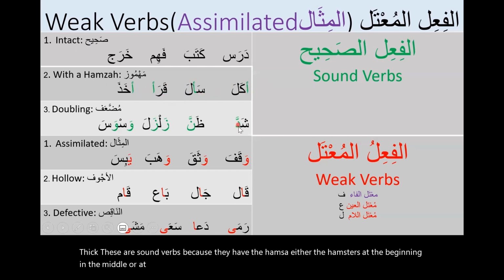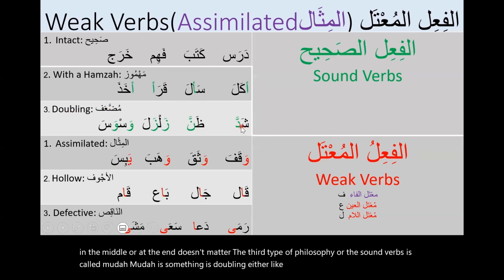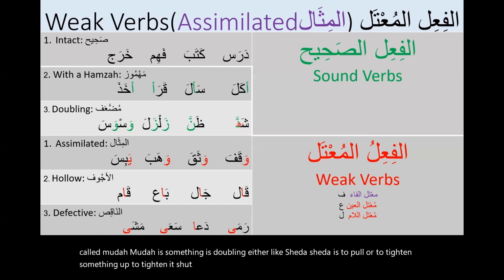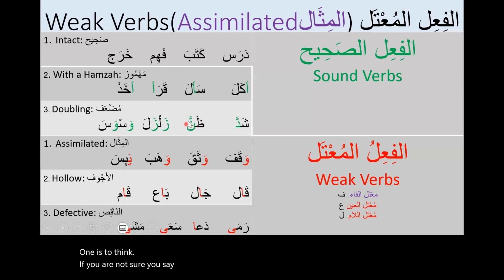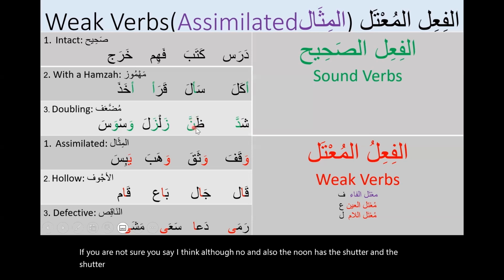Doesn't matter. The third type of al-fi'l al-sahih, or the sound verbs, we call muda'af. Muda'af is something doubling, like shadda. Shadda is to pull or to tighten something up, to tighten it. As you can see here, the dal has the shadda. That means we have two dals here. And also dhanna. Dhanna is to think. If you are not sure, you say, I think, adhunnu. And also the noon has the shadda, and the shadda means we have two noons.